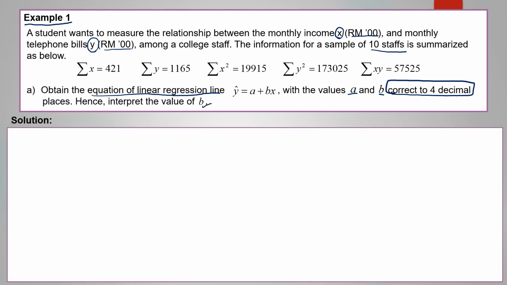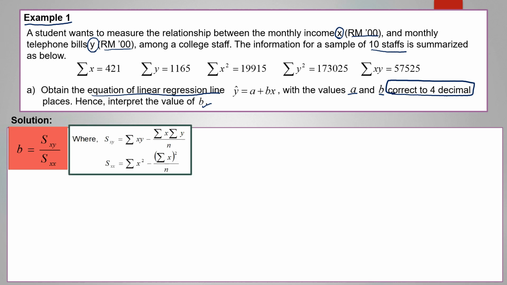So now, let's look at what formulas are involved in order to answer the question. First, we need the formula for b. b is equal to Sxy divided by Sxx. What are the formulas in order to find Sxy and Sxx? So these are the formulas. And after that, we need to find the value of a, where the value of a is y bar minus b times x bar. So now, let's start with finding the values of Sxy, Sxx, and Syy.